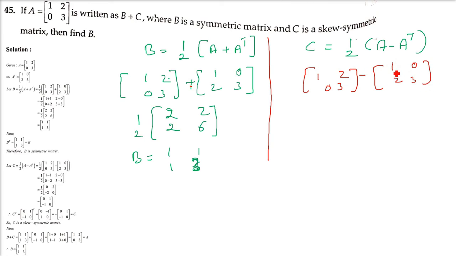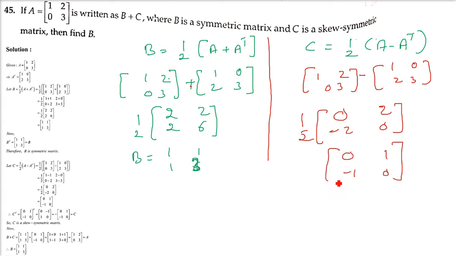So 1 minus 1 is 0, 2 minus 0 is 2, 0 minus 2 is minus 2 and 3 minus 3 is 0. And you have a half also. So divide everything inside by 2, that is multiply by half. 0, 1, negative 1, 0. This is going to be C. So you have a B and you have a C also.